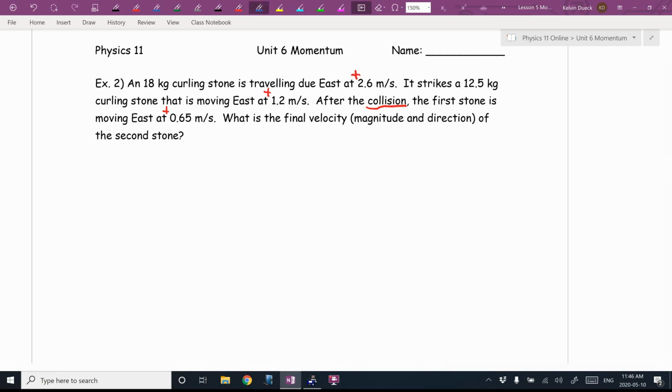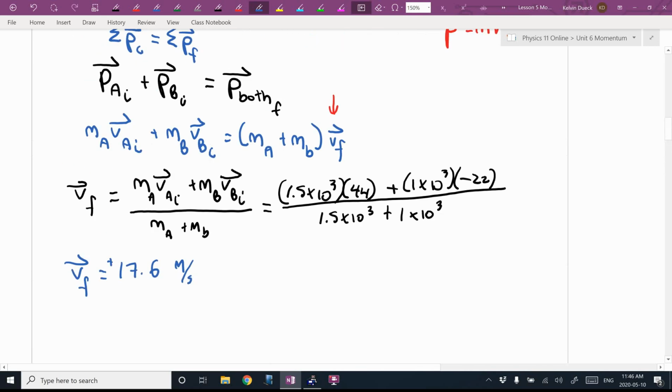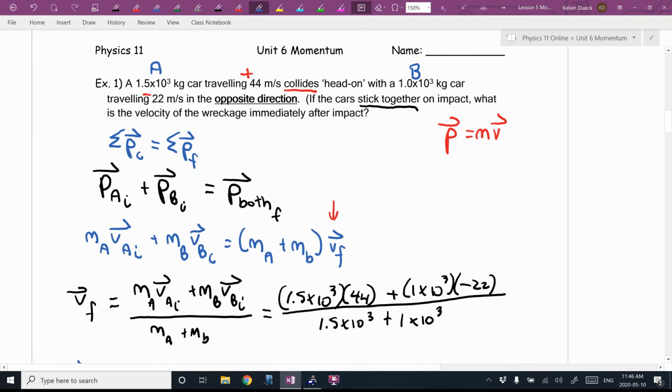There's a collision. This is a job for conservation of momentum. The sum of all the momentum before the collision equals the sum of all the momentum after the collision. I'm going to call the 18-kilogram mass A. I'm going to call the 12-kilogram mass B. Okay. Let's see how good we are. Let's see if we can skip writing that step.